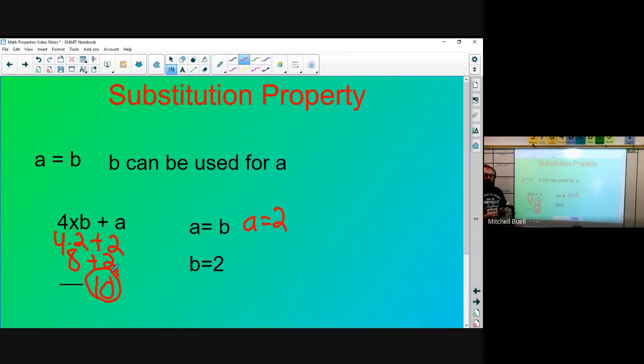These are just some of the math properties that you will use throughout your time in math. If you have questions, please feel free to contact your teacher.